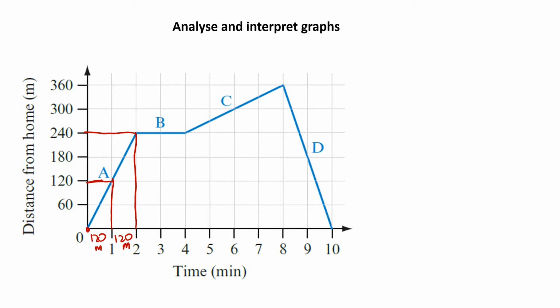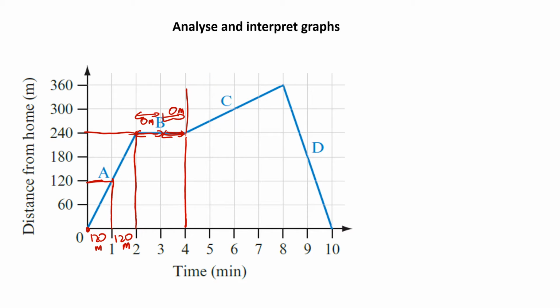Okay. So when I go into section B, I'm going from 2 minutes to 3 minutes. I'm still at 240 meters, aren't I? So I can read across. That means I've traveled 0 meters from there to there. And if I do the same for 3 to 4, I still haven't moved. So I'm taking a rest. I must have got out of breath by running too fast. So I'm still at 240 meters when I finish section B.